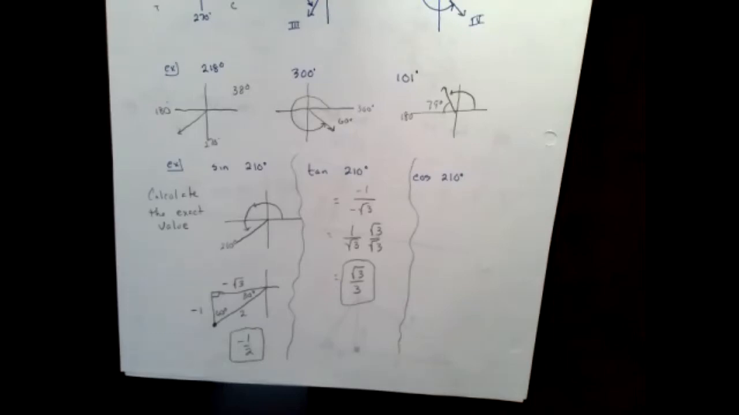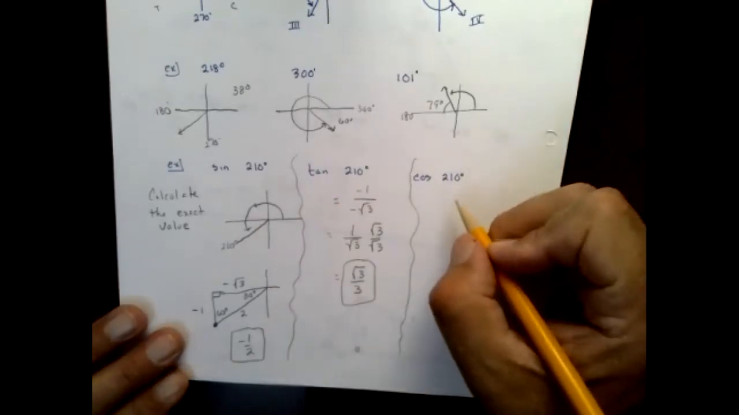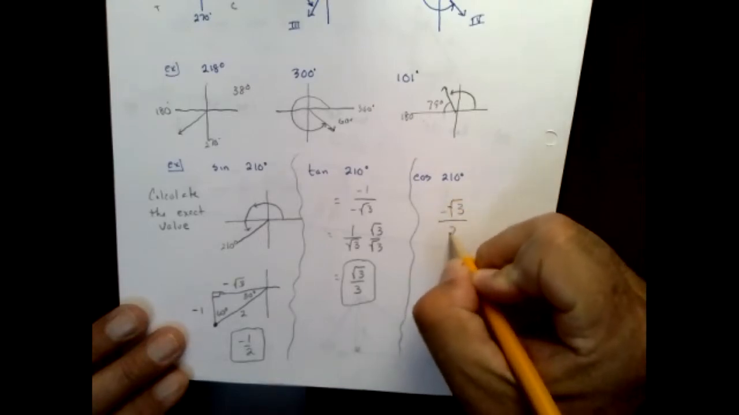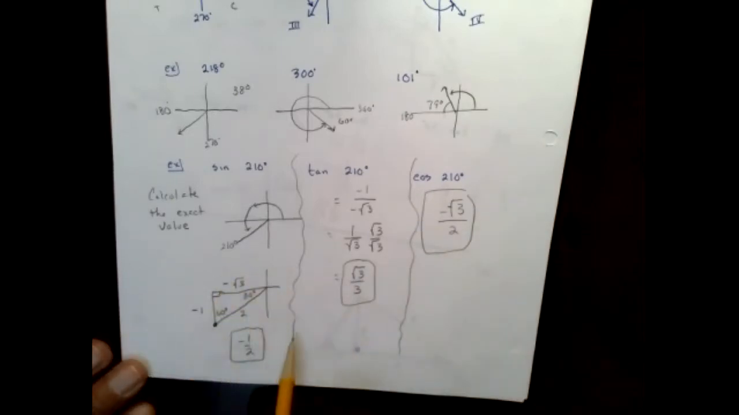I think this is kind of neat, but I'm a math teacher and it's like puzzles to me. What is the cosine of 210 degrees? Adjacent over hypotenuse, negative square root of 3 over 2. The only one that should be positive is my tangent.